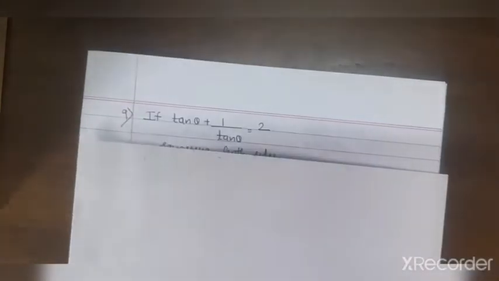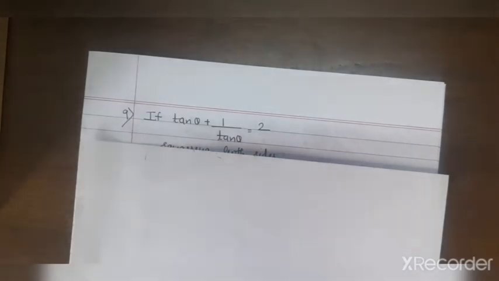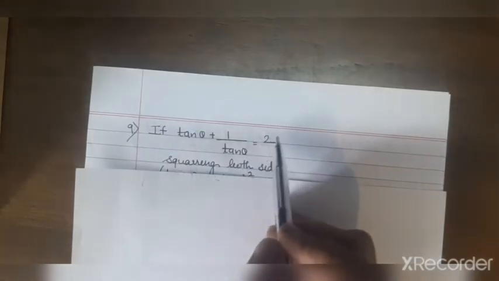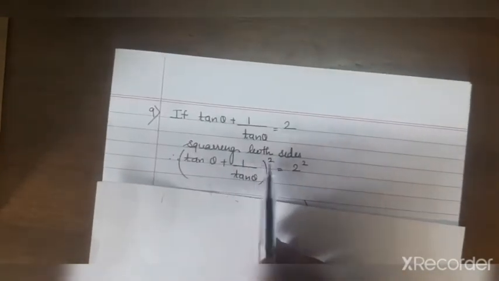So in that case, first we will take what is given, and now we'll square on both the sides because what we have to find has a square. So we have to take the whole square. So this whole square and 2 square. 2 square will become 4. Now this bracket square means it is in the form of a plus b the whole square.